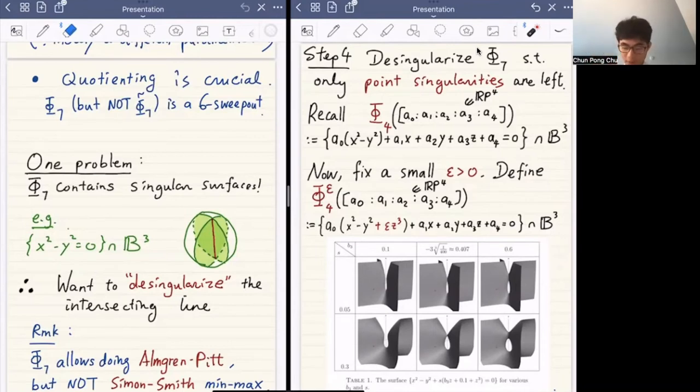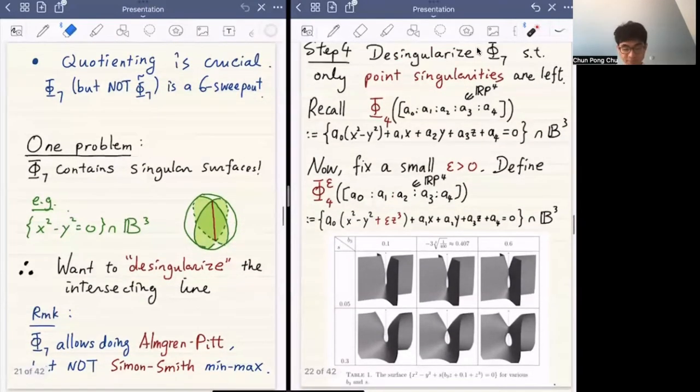These are some pictures of the surfaces that are possible to appear. Note that we no longer have the singular line, because originally the singular line is given by this x squared minus y squared term, right? If you ignore all these terms, so if you assume a1, a2, a3, and a4 to be 0, then you have x squared minus y squared originally, and that describes two intersecting planes. But now you have a cubic term that no longer describes two intersecting planes. So this is how we desingularize the surface.